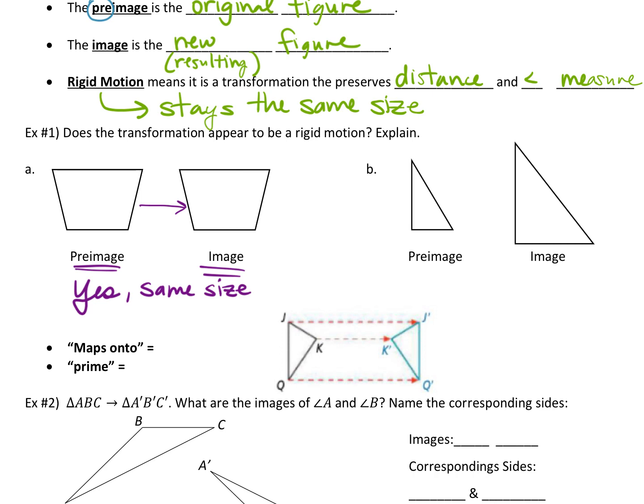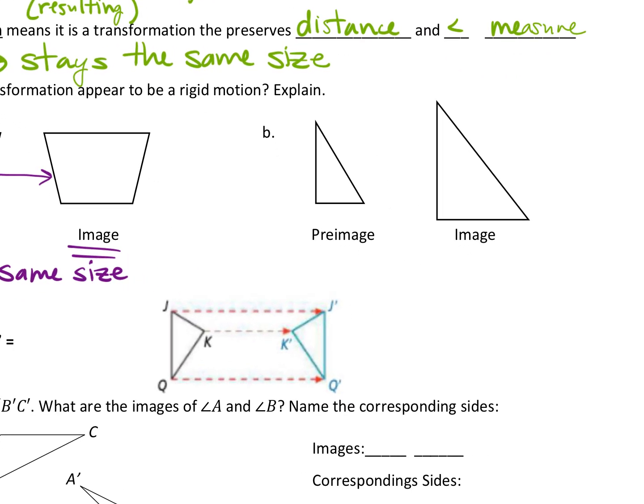So what about B then? No, it got bigger. So is that a rigid motion? No, it got bigger, or you can say it changed size. So rigid motion just has to stay the same size.